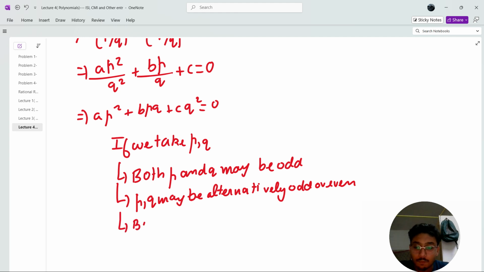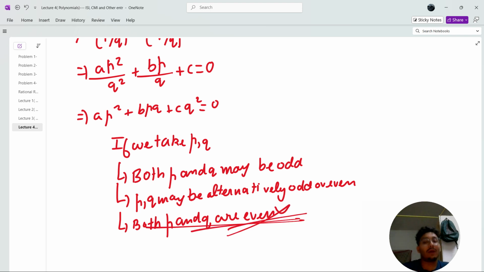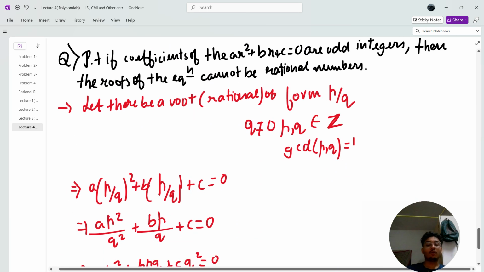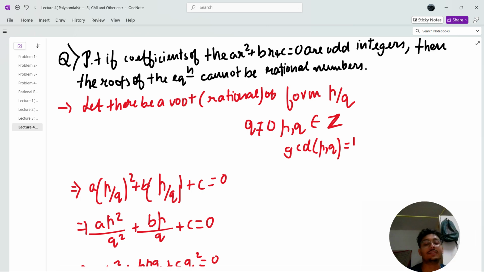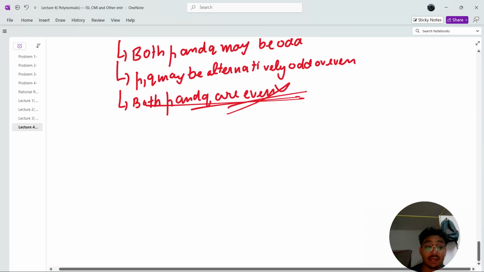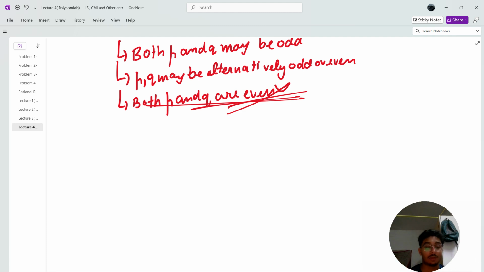Another case is possible: both P and Q are even. Now, I need to strike out my last case. This is never possible. Why? What have we taken here? My GCD of P comma Q has to be 1. That is, the highest common factor of P and Q must be 1. That is, they have to be co-prime numbers. And if P and Q are even, they have a factor which is 2, which is something other than 1. That is not possible.